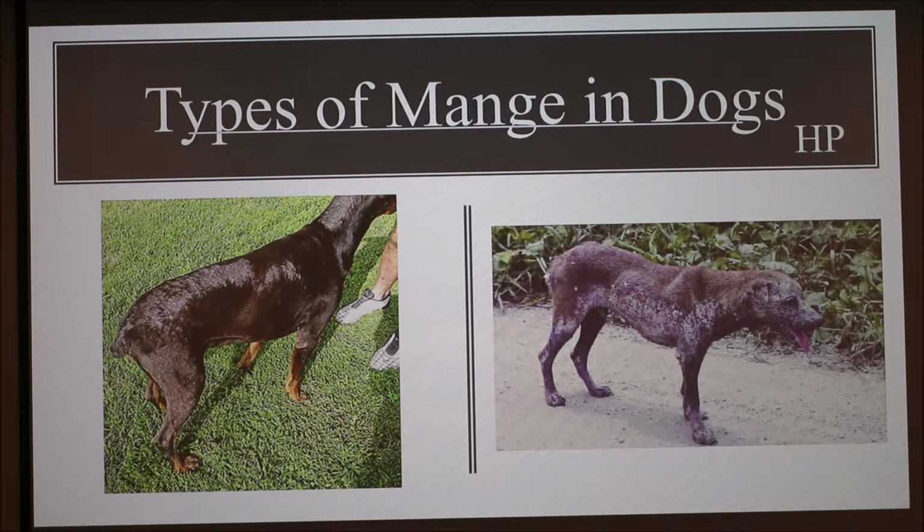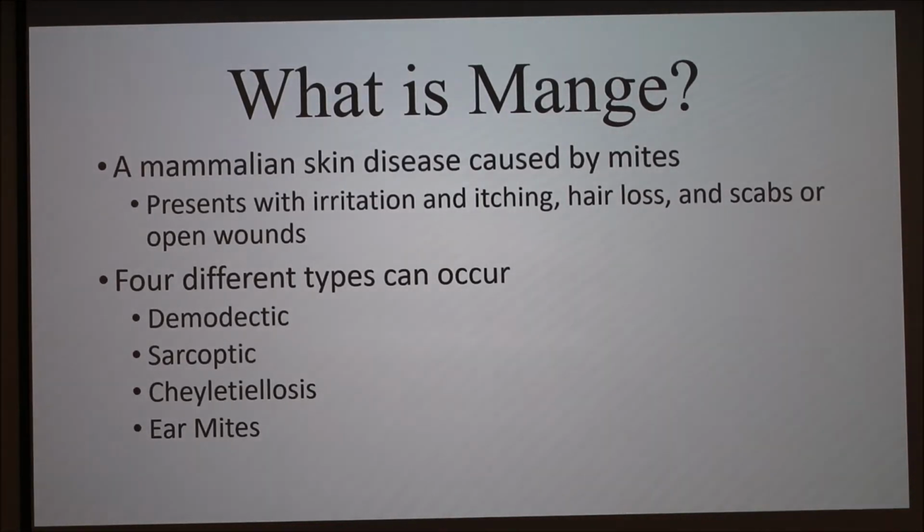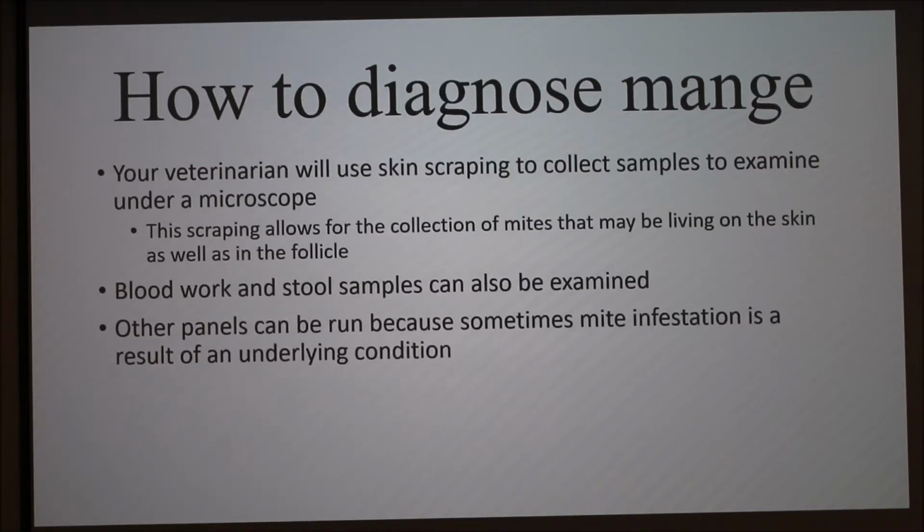Okay, today I'm doing the types of mange in dogs. So what is mange? It's a mammalian skin disease that's caused by mites that presents with irritation and itching, hair loss, and scabs or open wounds. And there are 4 different common types that can occur, and they're Demodectic, Sarcoptic, Cheyletiellosis, and ear mites.